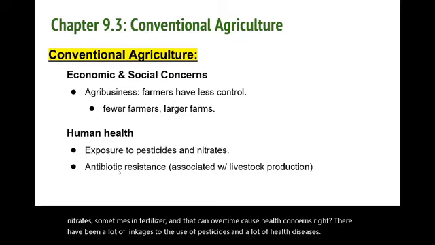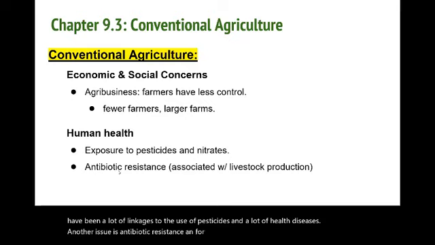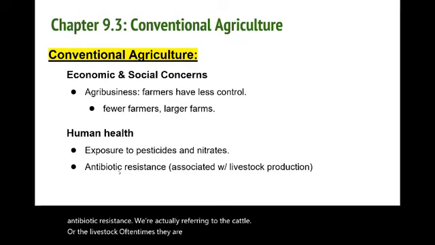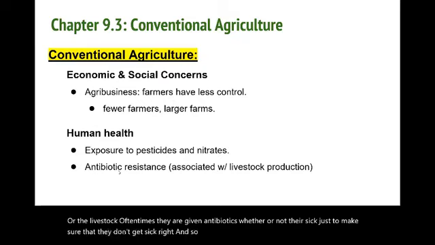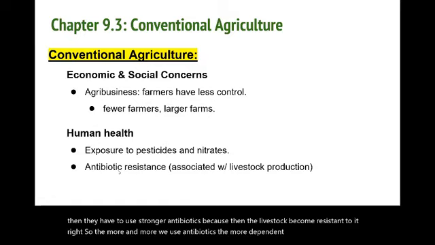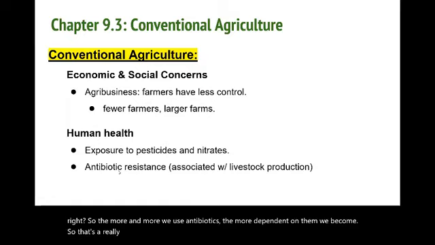Another issue is antibiotic resistance, and for this we're not talking about people getting antibiotic resistance, we're actually referring to the cattle or the livestock. Oftentimes they are given antibiotics whether or not they're sick, just to make sure that they don't get sick, right? And so that leads to more and more antibiotic usage, and then they have to use stronger antibiotics because the livestock become resistant to it, right? So the more and more we use antibiotics, the more dependent on them we become. So that's a really important concern when we think about human health, right? Because then we consume that livestock, and then how does that impact our health?